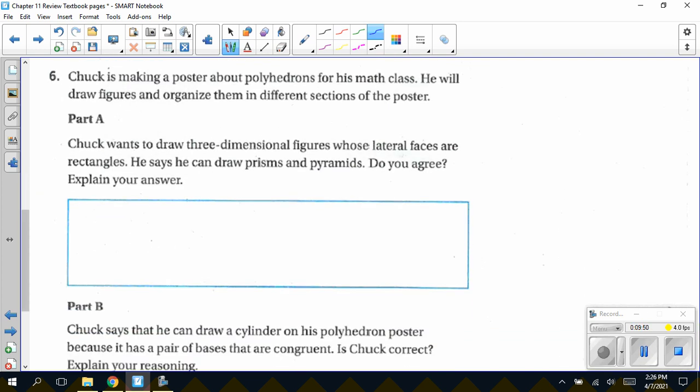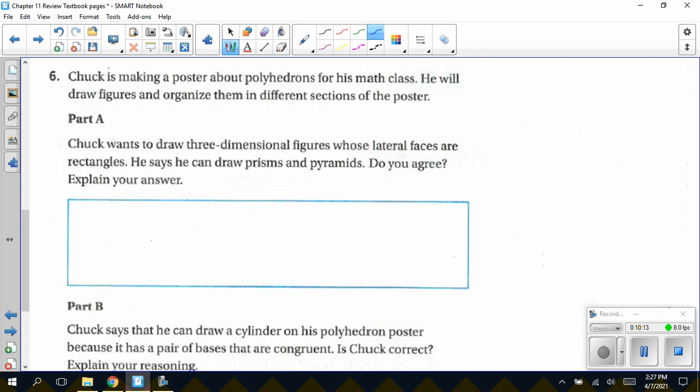Moving on to number 6, it says Chuck is making a poster about polyhedrons for his math class. He will draw figures and organize them in different sections of the poster. So we have to make sure we remember what a polyhedron is. And a polyhedron, if you recall, is a 3D figure made up of all polygons.